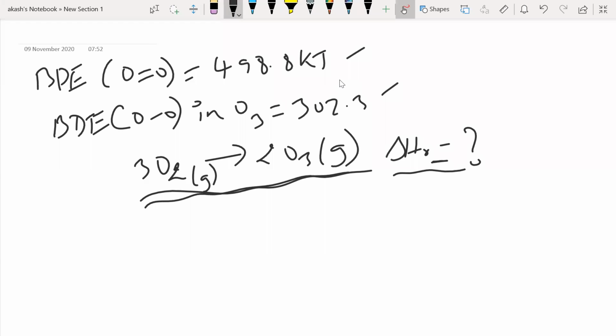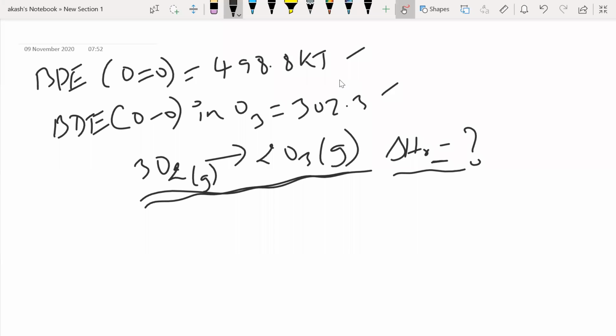Yes, Rohan? You want to say bond enthalpy of O=O is equal to 2 times the bond dissociation enthalpy of O-O single bond. No. That's what you cannot say. See, O=O double bond is a completely different thing. O-O single bond is a completely different thing. You cannot say that bond enthalpy of O=O is equal to twice the bond enthalpy of O-O single bond. No, that's not how it works.